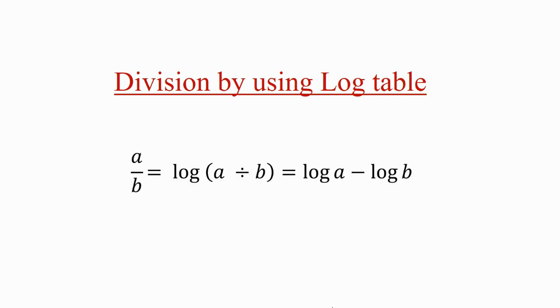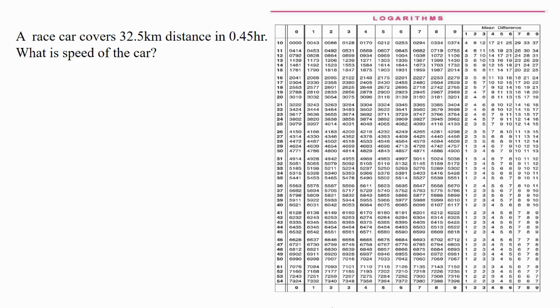Now students, let's understand division by using log table. For that, the logarithmic rule is log of a divided by b is equal to log of a minus log of b. Now let's understand it again with one numerical example. A race car covers 32.5 kilometer distance in 0.44 hour. What is the speed of the car?